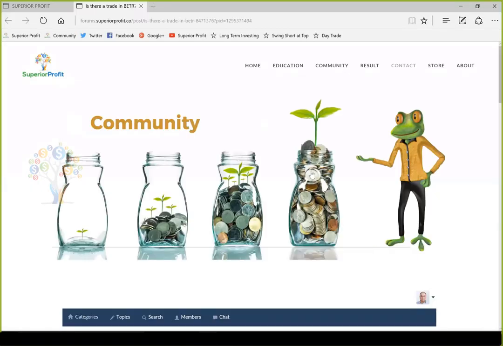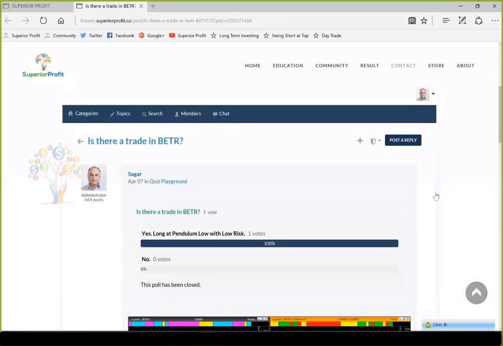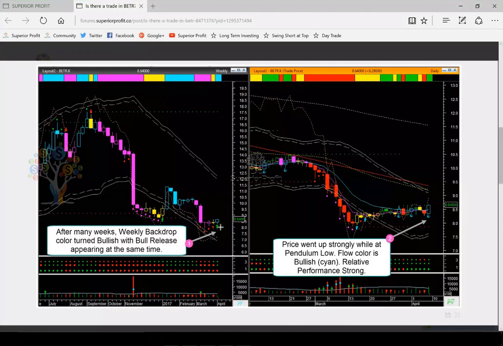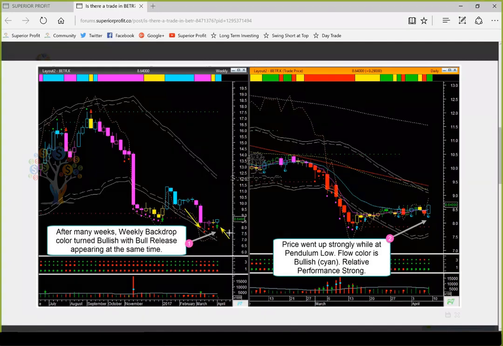Okay, it's a consumer goods company. It's a very nice setup. I think I shared it in the weekly market roundup also. In the weekly chart, when I shared it, it had dropped and then went up with a cyan backdrop and also a bull release. In the daily, it came down, then started going up, and at the right edge, it had a very strong bullish candle in terms of shape. Activity was not very high, but only high.